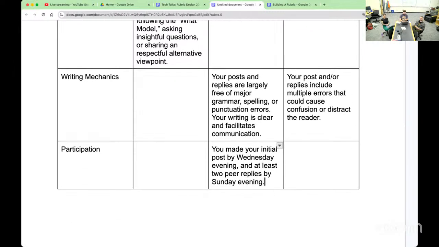That's an arbitrary set of dates, but I would say something like, I would like you to make that first post by Wednesday. And then over the weekend, I want you to do your replies. It could be Friday and Sunday, it could be whatever makes sense in your class schedule. But that's what I have. And then not met is just, you didn't do that.